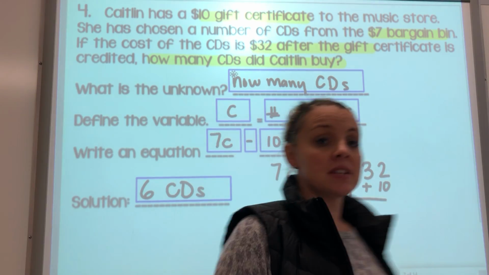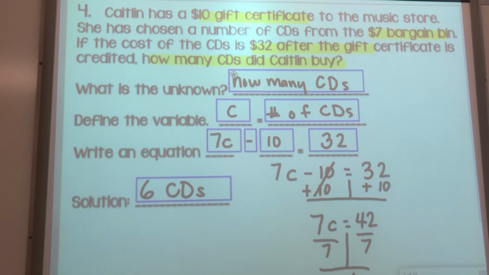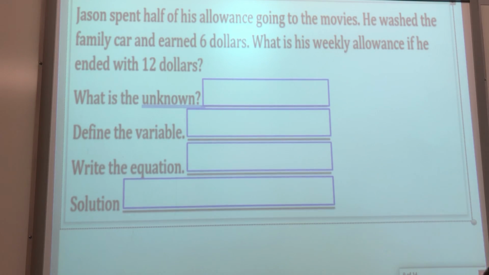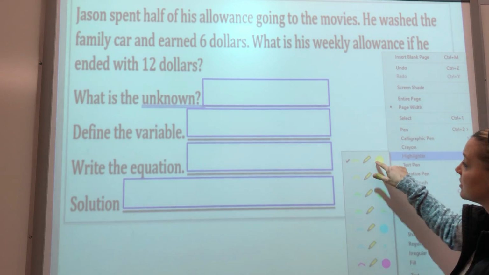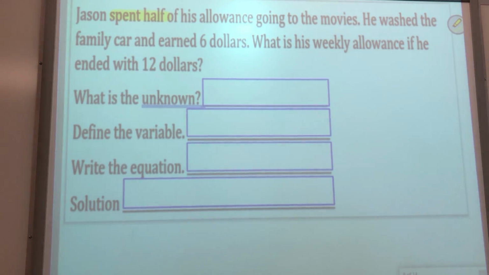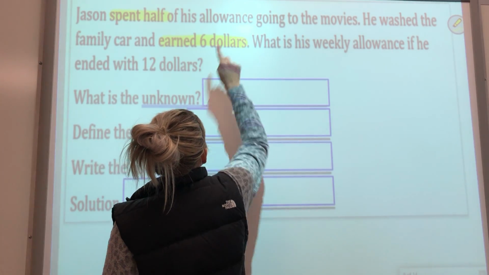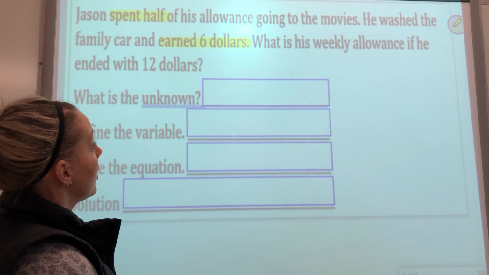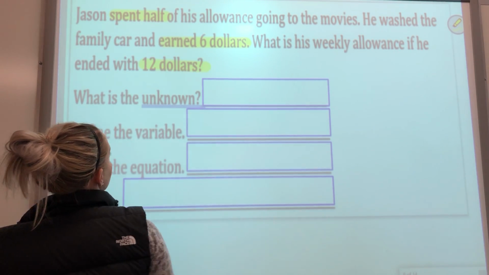So today we're going to focus on writing equations, but instead of writing the equations with multiplication, we're going to look today at writing equations with division. So Jason spent half of his allowance going to the movies. So he spent half. That's important, him spending half. He washed the family car and earned $6. What is his weekly allowance if he ended with $12?